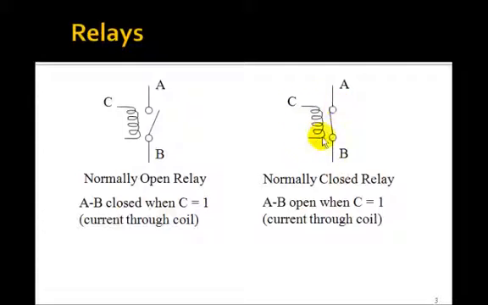Here's a normally closed one. Here, if C equals 0, it's actually closed, so current would run from A to B. And when you make C equals 1, that is, run current through the coil, it opens it. So how can you use these two types of relays to form gates?